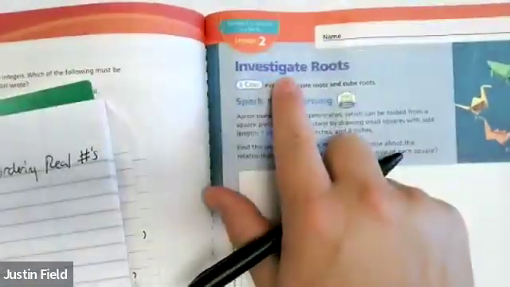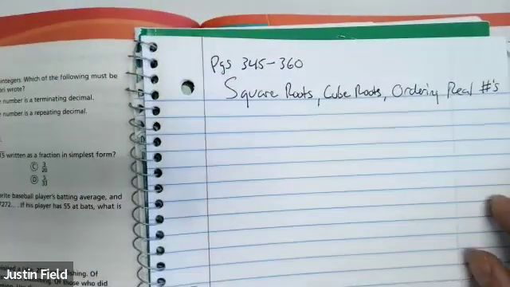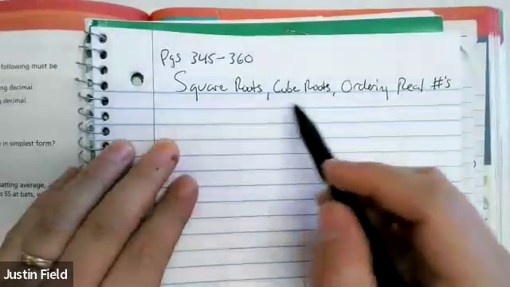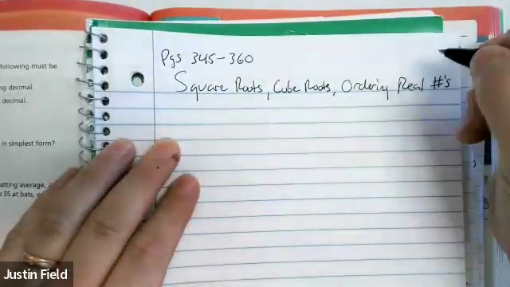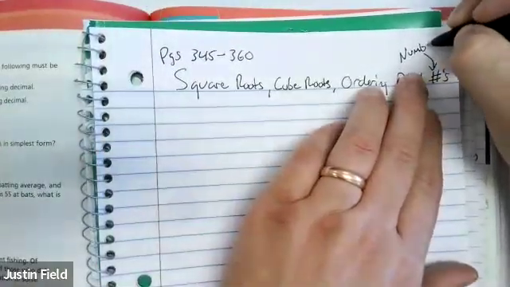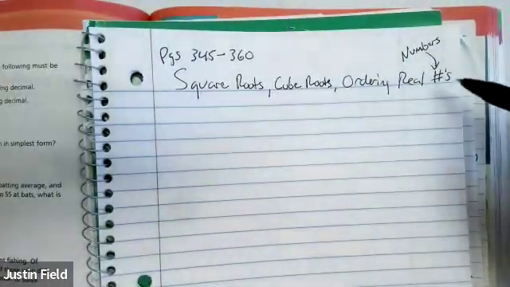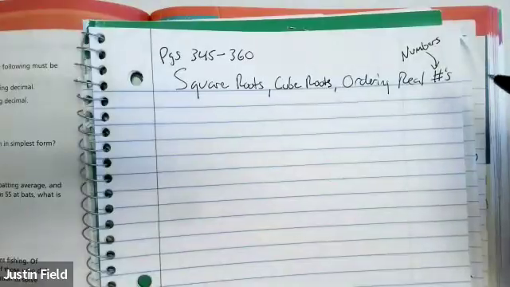All right, everybody. Let's dive back into the text. We are going to be looking at investigating roots, but I ordered our notes for the second round of notes: square roots, cube roots, and ordering real numbers. This is a number symbol. I use that because when you're taking notes, if you abbreviate things that you know what the abbreviations mean, it can help you with taking notes.